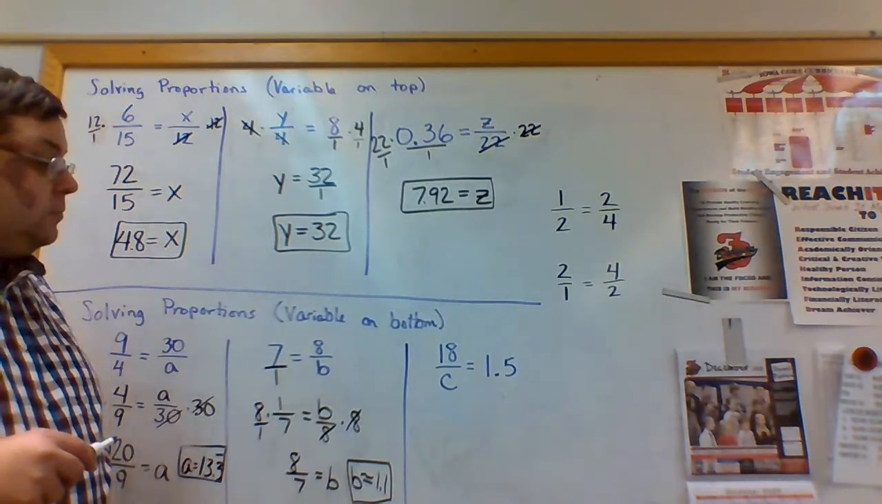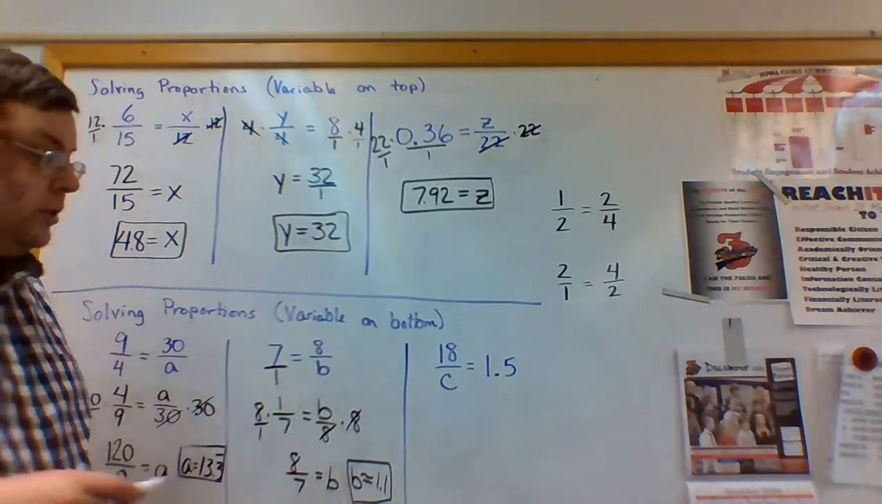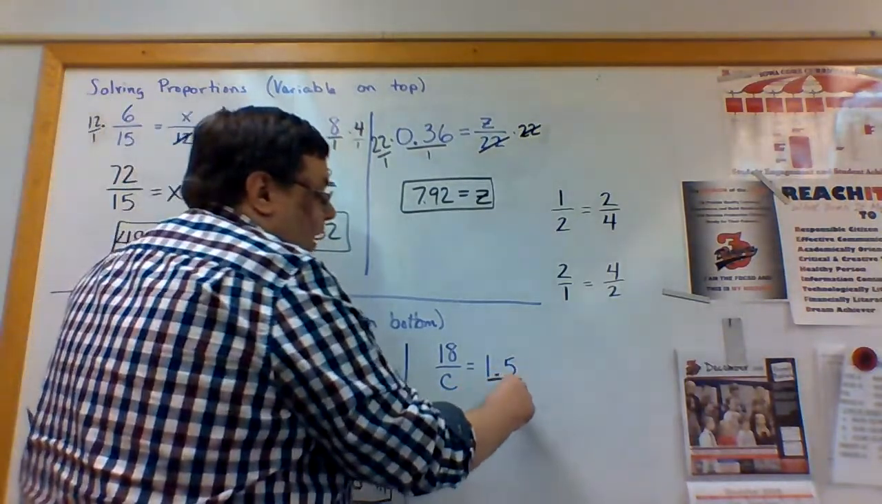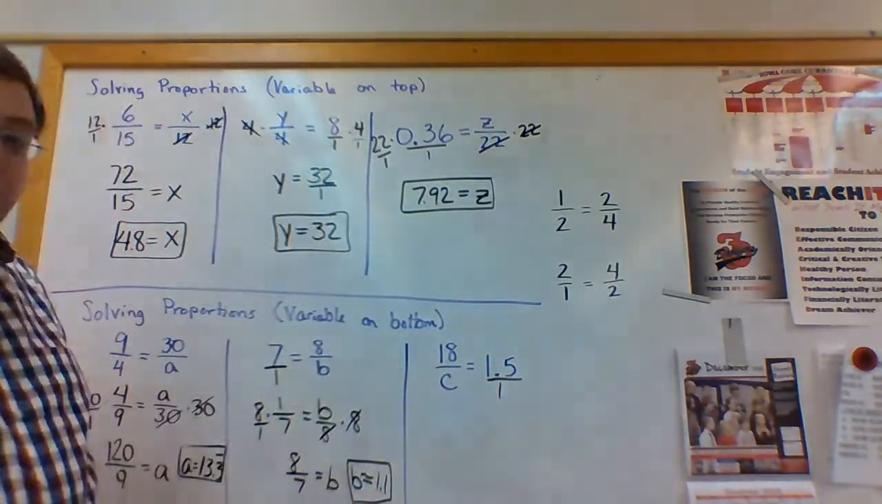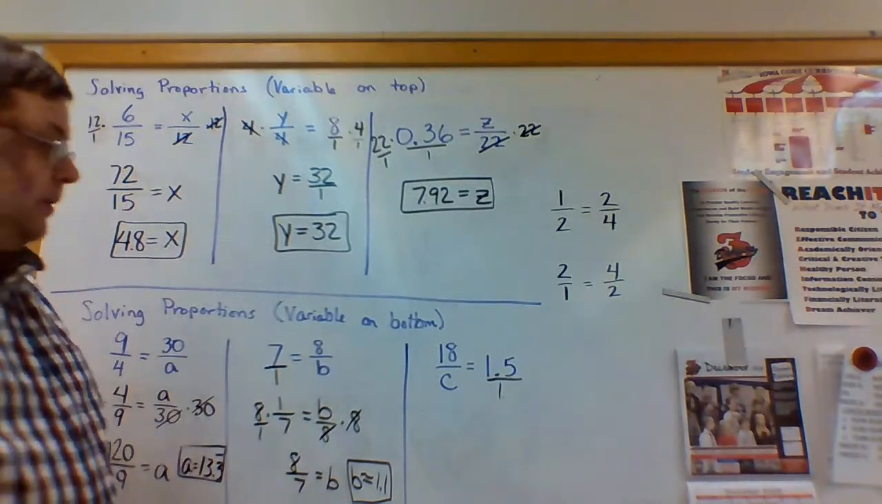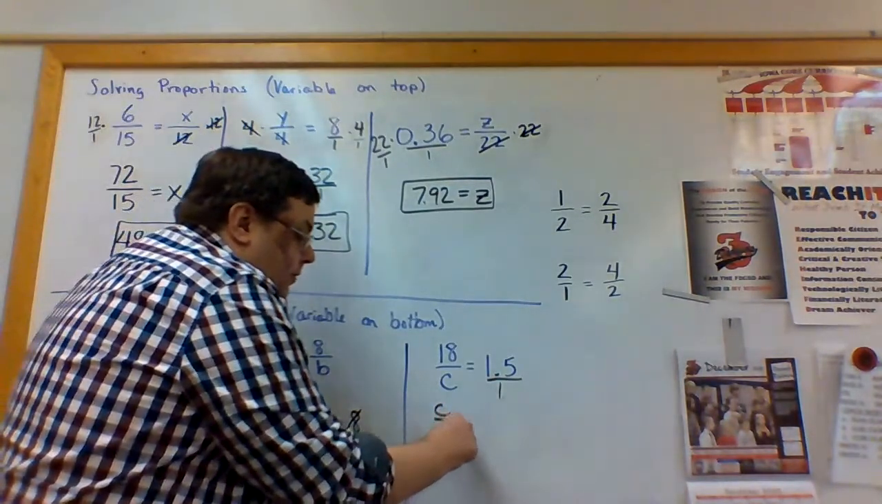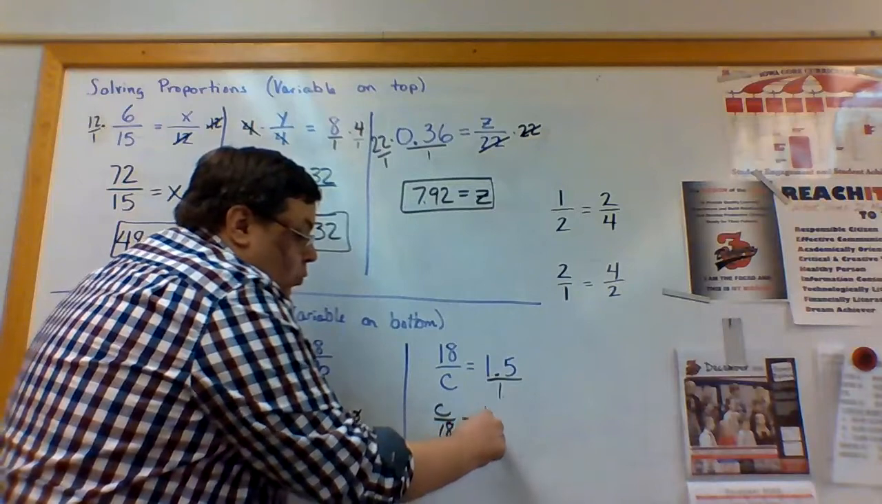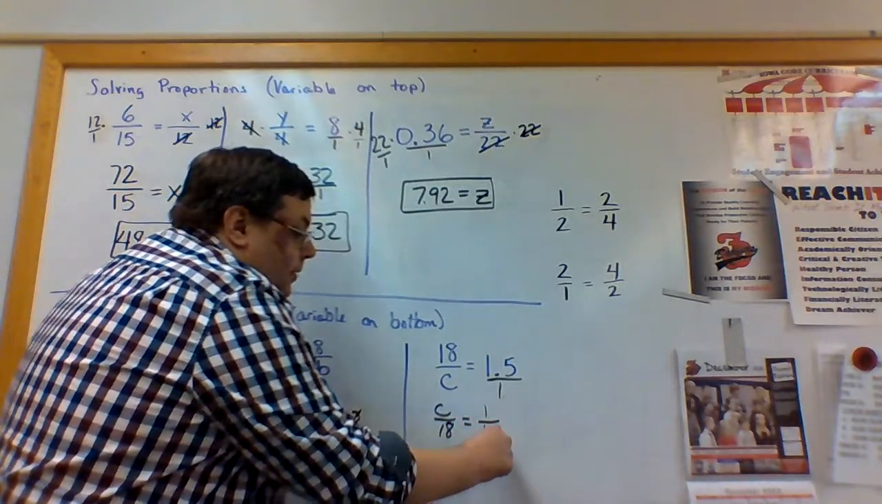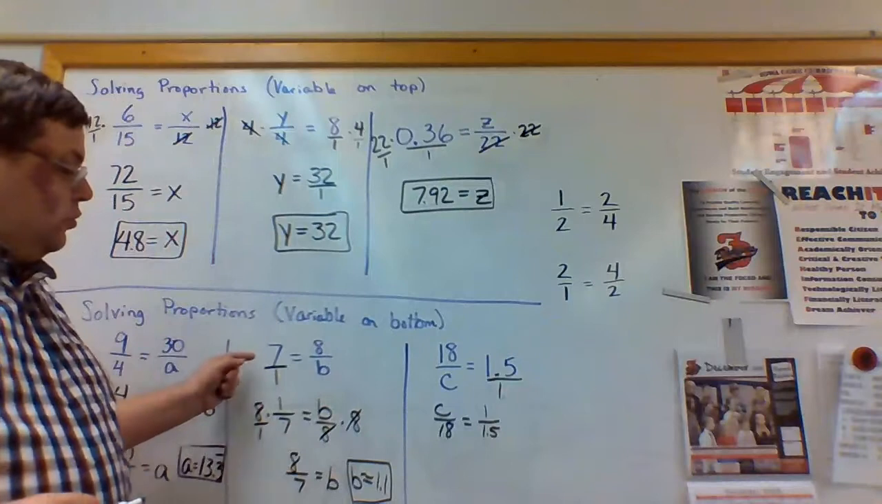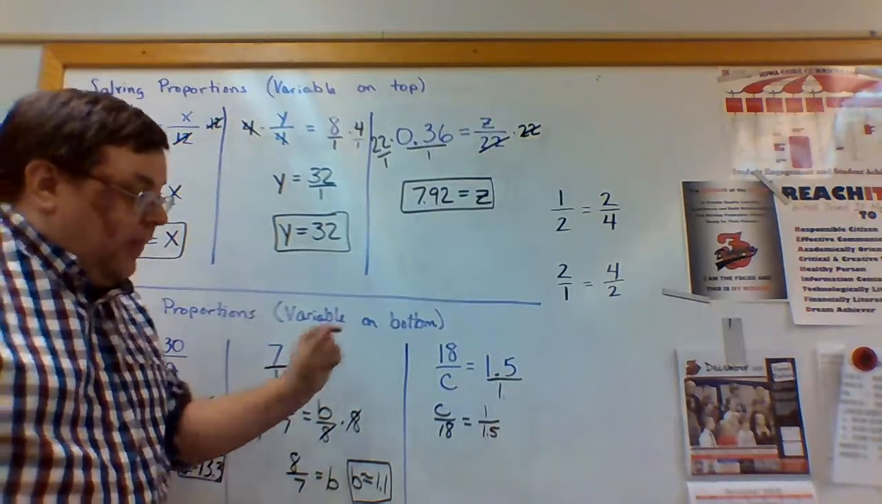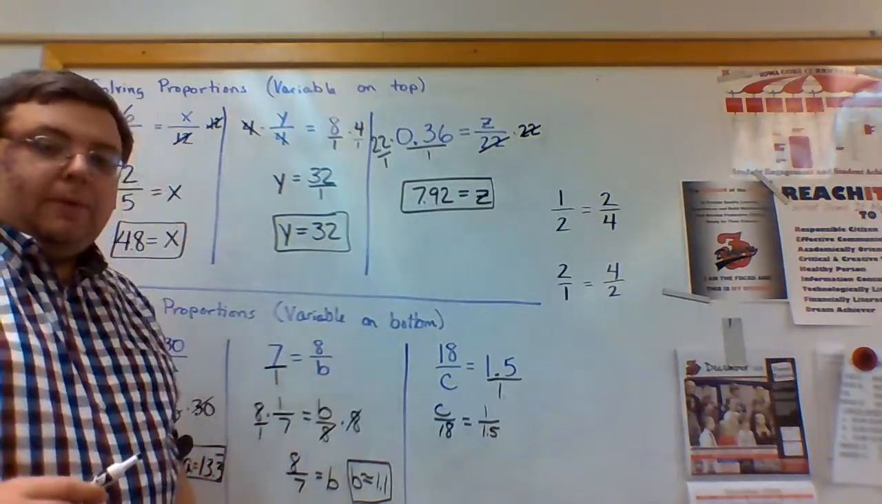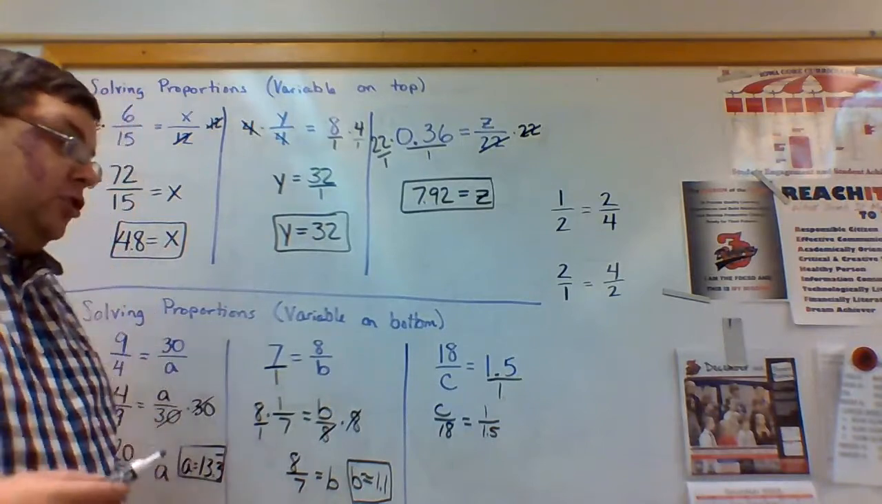Okay. Last problem then is very similar to the others. We just put this 1.5/1, and then we flip both fractions. So it's going to become c/18 equals 1/1.5. The tricky part about these two is remembering to put them over 1 and then flip them over so the 1 ends up on top. And then it's just like before.